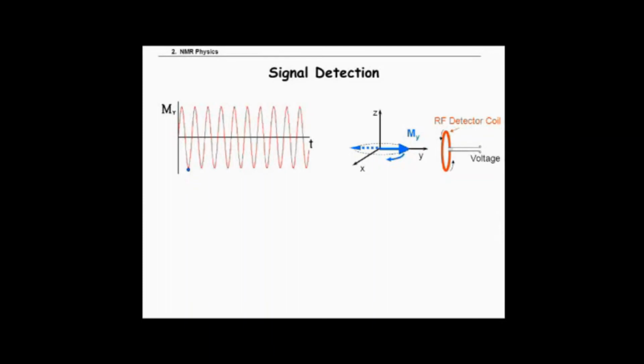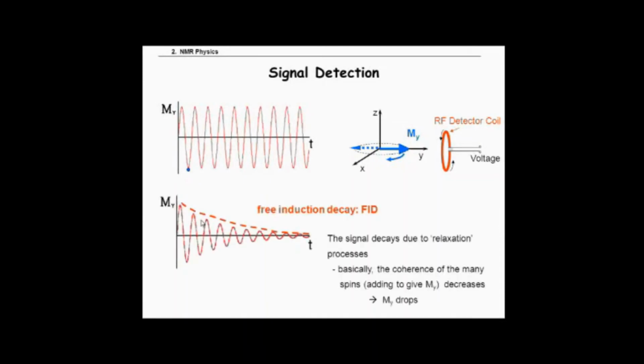We would expect to see this, but in reality, the signal decays away. So remember, we have excited the system, which means M, which was initially along Z, is now precessing in the XY plane. The signal gradually decays away, and we talk about this free induction decay signal. And there are various relaxation processes, which we'll talk about in a moment, which contribute to this. But the net effect is the strength of this vector M gradually dissipates.